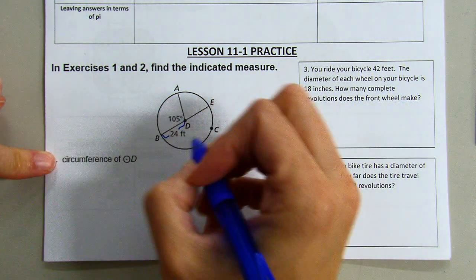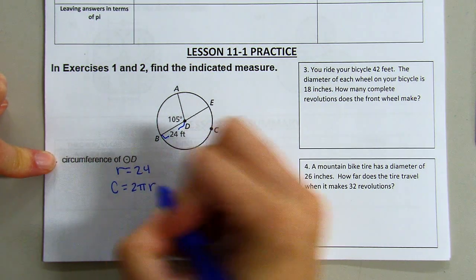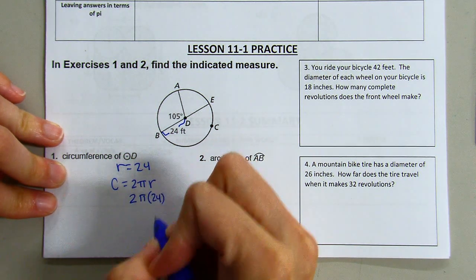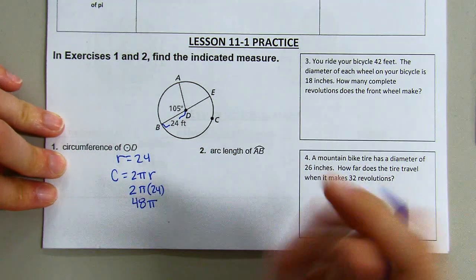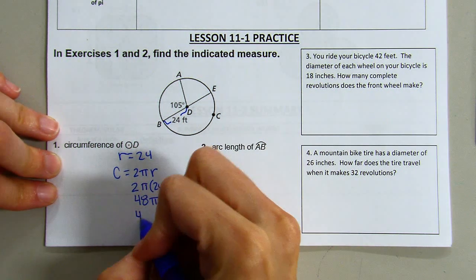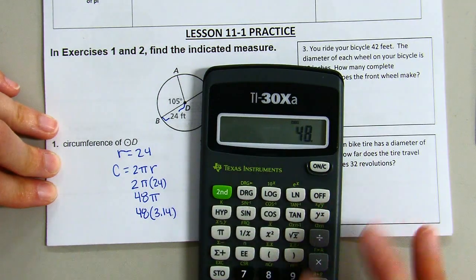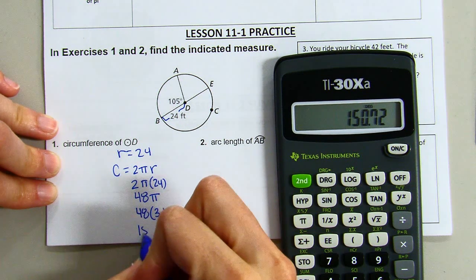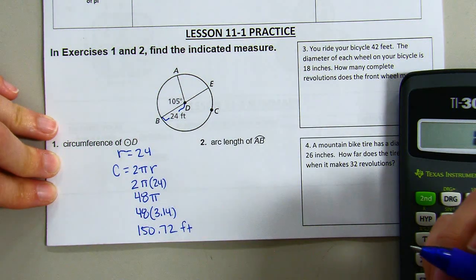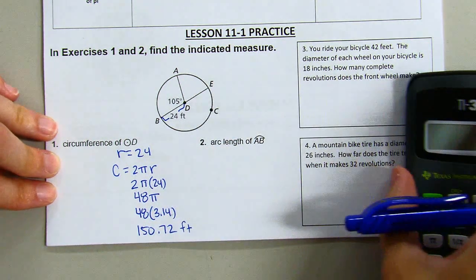Okay, so circumference, since I know my radius is 24, I'm going to use the formula that says 2 pi r. I'm going to say 2 times pi times 24, which gives me 48 pi. This would be my answer in terms of pi. If I were to round my answer, that's where I plug in 3.14. So I do 48 times 3.14 and I get 150.72. Okay, and these answers are in feet. So remember, circumference is a length around the outside, so it's not feet squared, it's just feet.